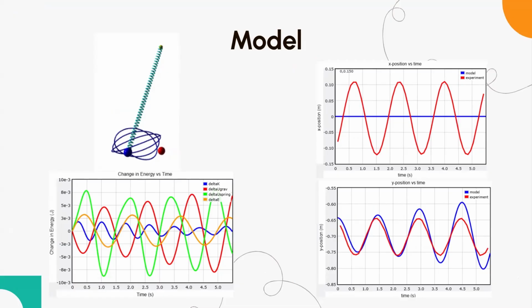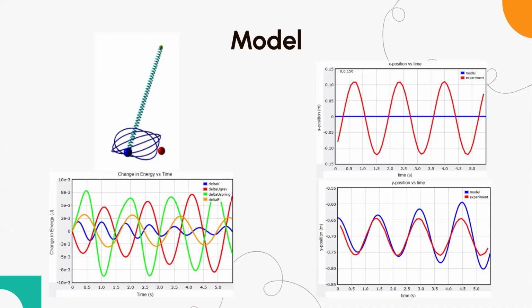In the model, the red ball shows where the mass was observed to be, and the blue ball shows where the computer model predicts the mass should be. The change in energy versus time graph shows that the blue curve representing the change in kinetic energy is decreasing its amplitude. The Z position versus time graph shows that experimental data clearly had movement in this axis, while for the model, it's constantly at 0, since the simulation only models the Y motion.